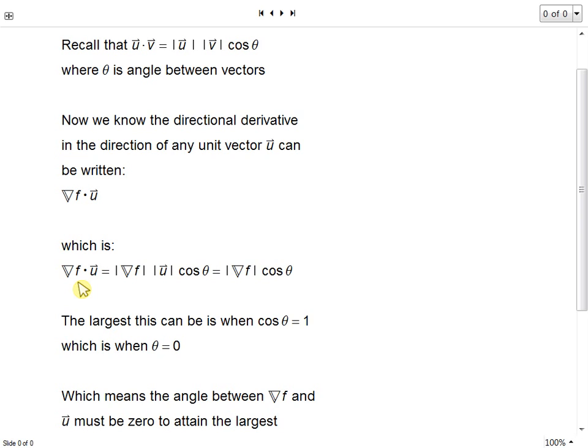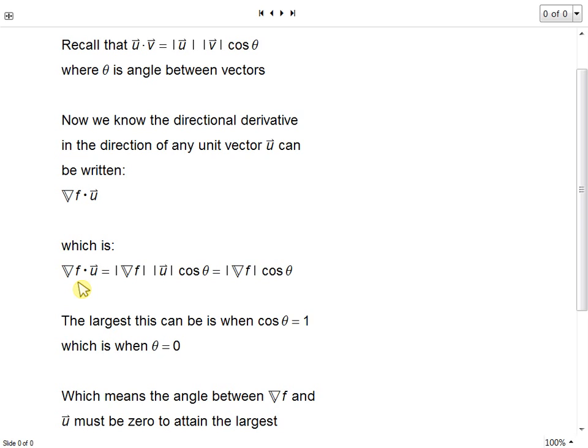The largest that this can ever be would be the magnitude of the gradient, right? Why? Because cosine, the biggest it can ever be is 1. And when is cosine 1? At what angle? At 0. This is a big deal here, because it tells us that in order for this dot product to be the biggest it can ever be, we need the angle between these two vectors to be 0.